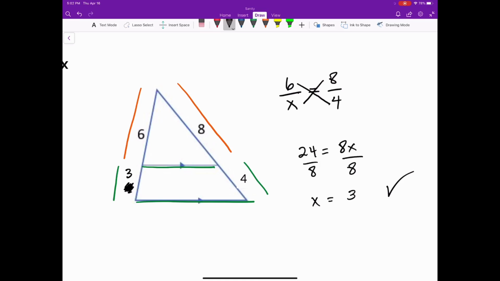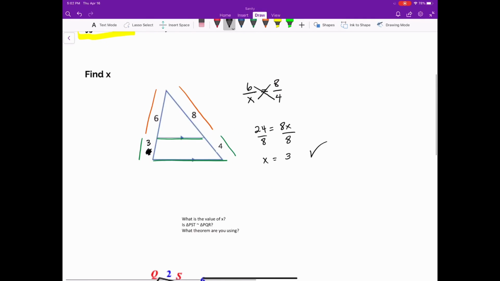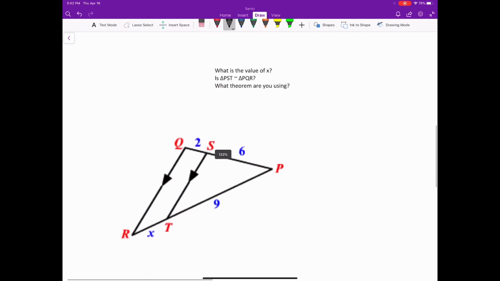Okay, let's look at this next one down here. I'm asking what is the value of x again?